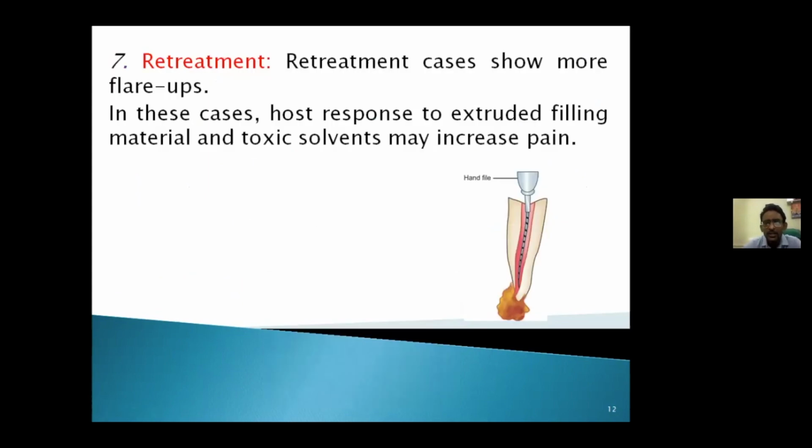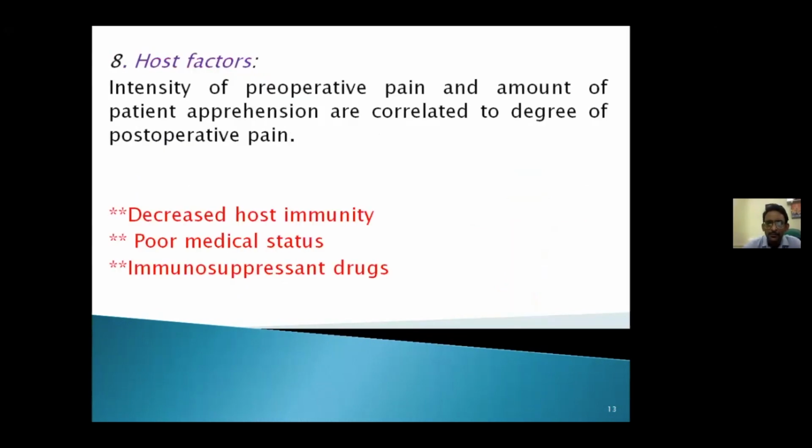In retreatment cases, the flare-ups are very much common. In these cases, the host response to the extruded filling material and toxic solvent may increase the pain. The host factor will also play a part in causation of the flare-ups. The intensity of the preoperative pain and the amount of patient apprehension are correlated to the degree of post-operative pain.